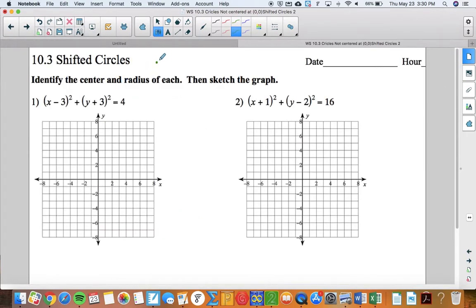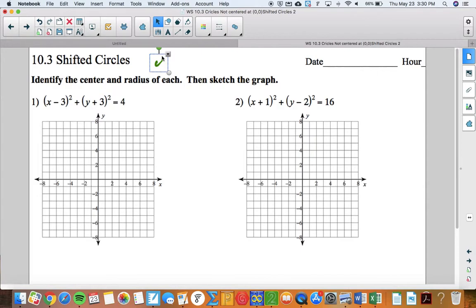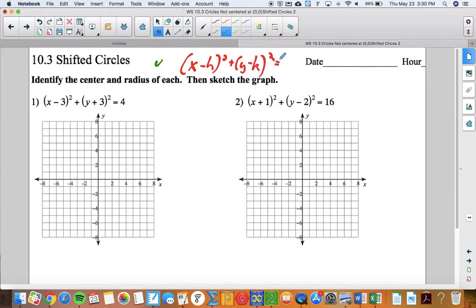So let's try this. I'll write the general shift function right here. Boy, my writer is not working very well. It's not just me today. So it's x minus h squared plus y minus k squared equals the radius squared. So we want to identify the center, and we also want to identify the radius.